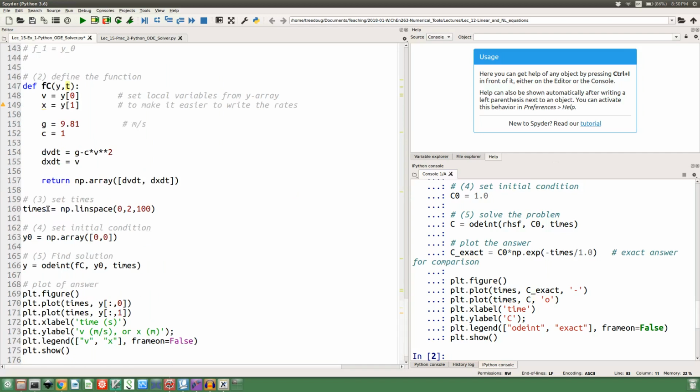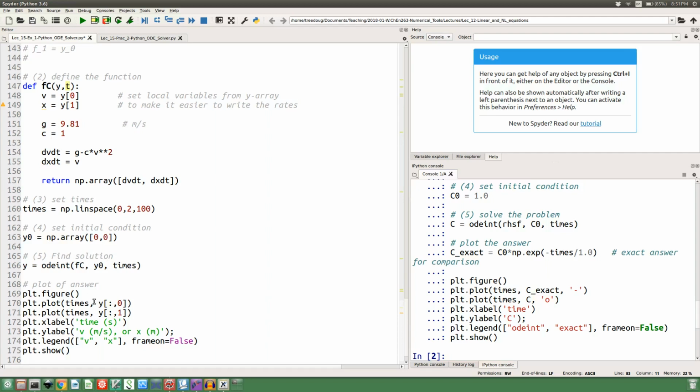Then I do step 3. I set up the times, which I'm going to do here from 0 to 2 and have 100 time points. Step 4 is to set the initial condition. Note that the initial condition is an array. So I have v here and x here. And then step 5, I find the solution by running odeint. So y is assigned to odeint, where I give it the function, the initial condition, and the set of times.